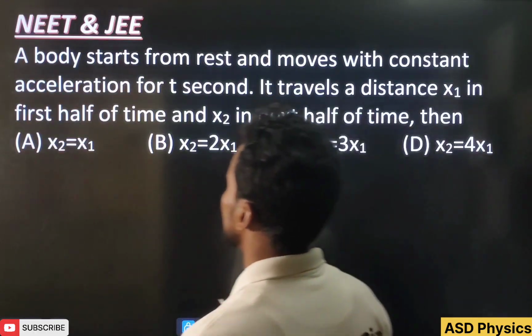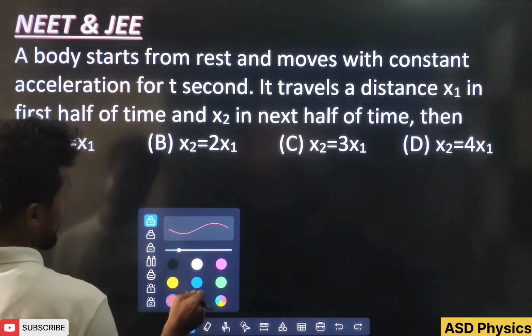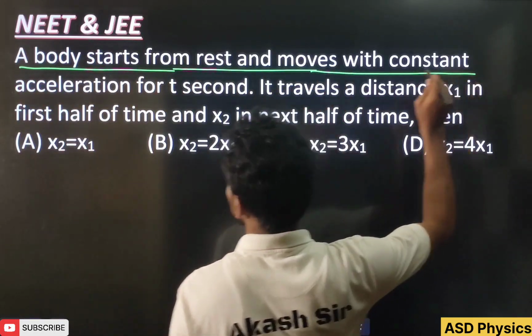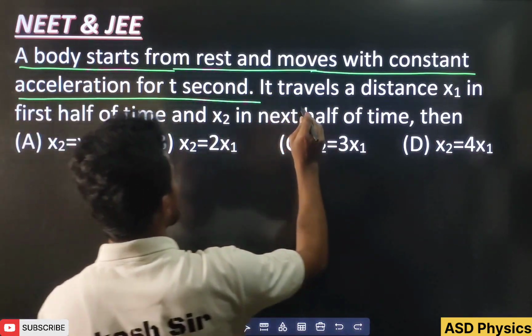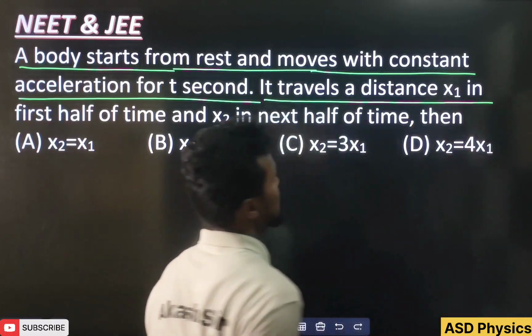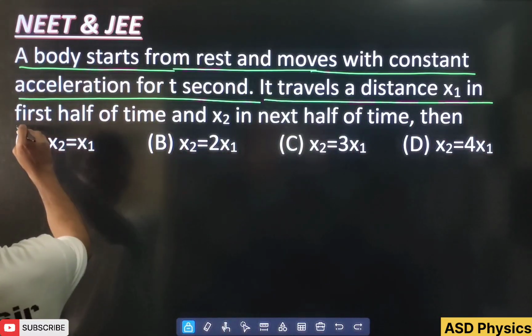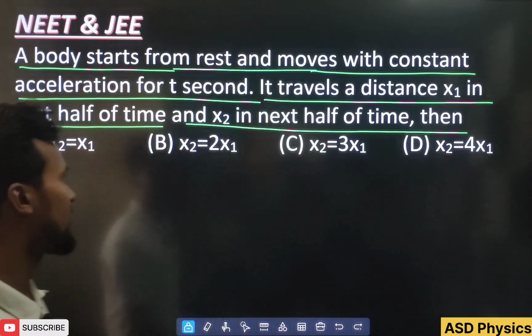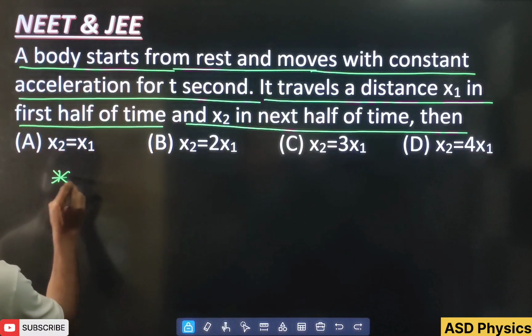Is it? Next one, see here. A body starts from rest and moves with a constant acceleration for 2 seconds. It travels a distance x1 in the first half of time and x2 in the next half of time. Then how much here? Again the same story. Let me check the conditions.